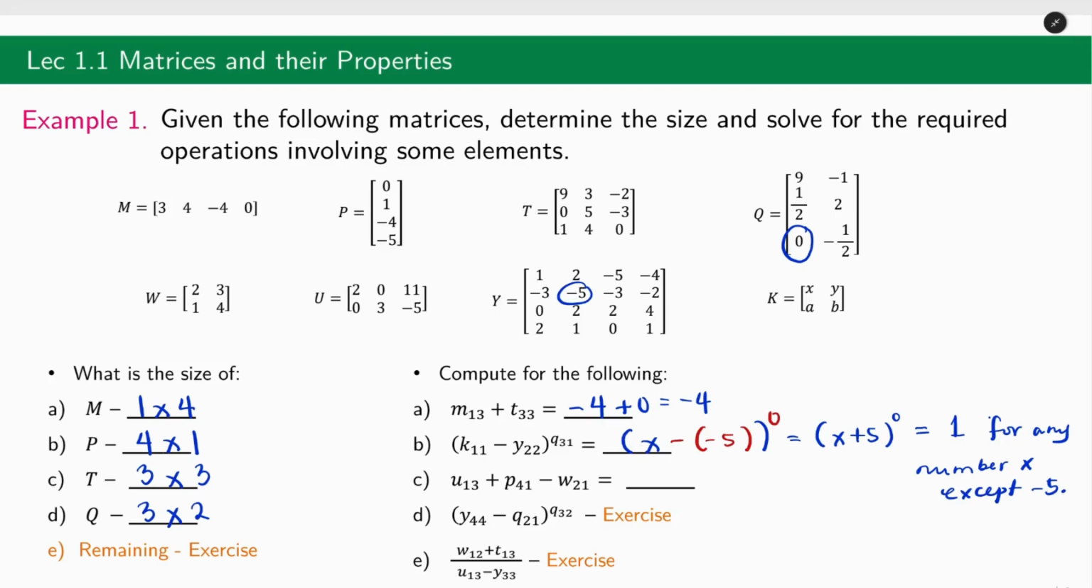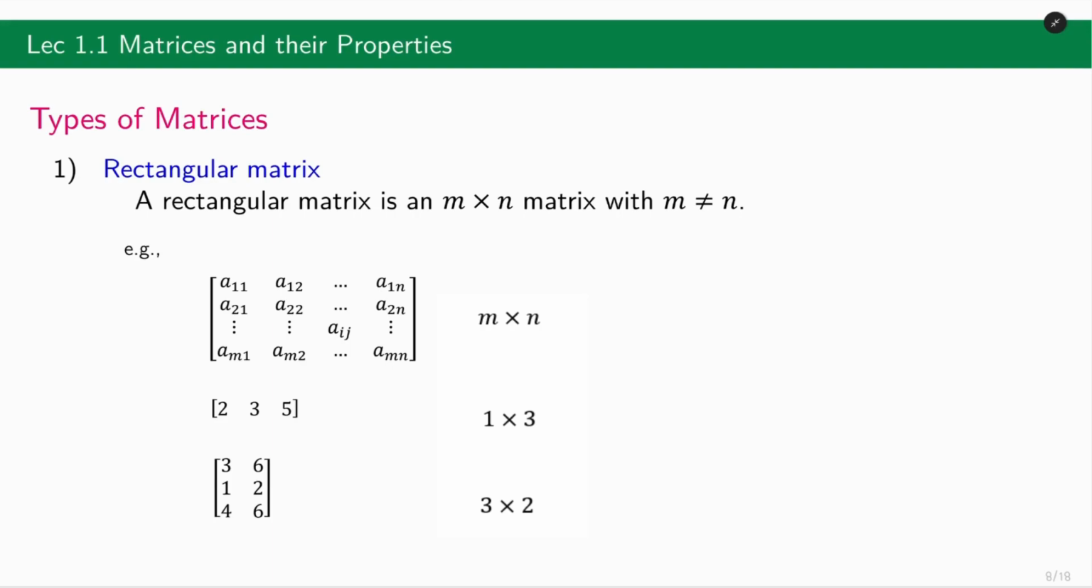Last, we have U sub 1, 3. First row, third column of U. Okay, you have 11. And then plus P sub 4, 1, fourth row, first column. Okay, you have this one. Minus, plus, negative 5. And then minus W sub 2, 1. W sub 2, 1, so that is second row, first column. Positive 5.